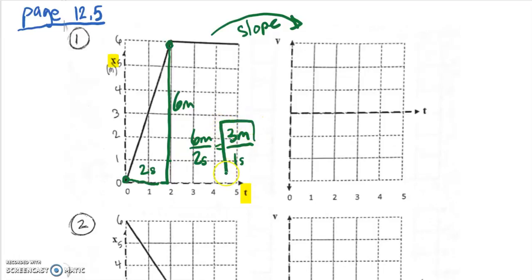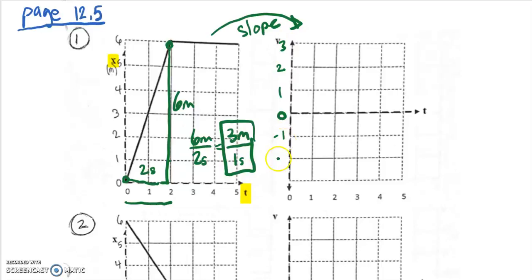So this is the slope of this position versus time graph for the first 2 seconds of motion. So that's the velocity of the object. So now we have to put the numbers in here. This would be 0 velocity along the time axis. This would be 1 meter per second, 2, and 3.